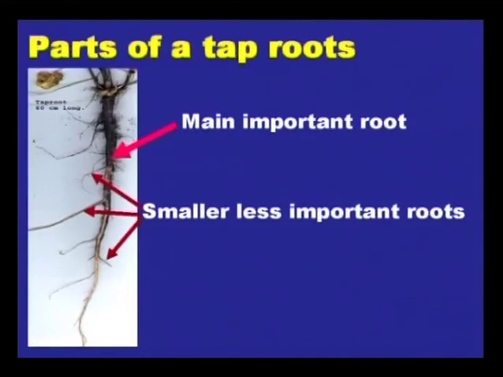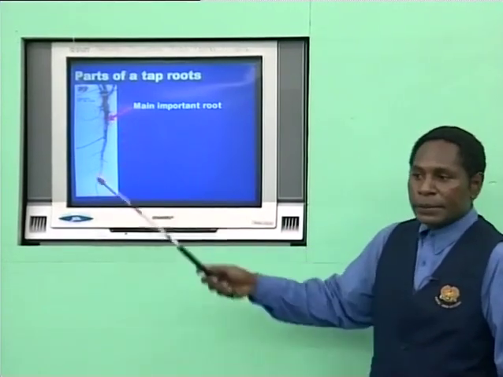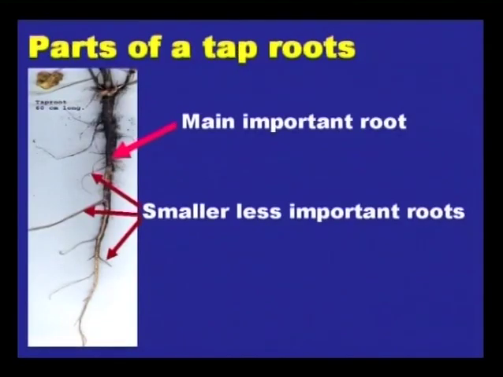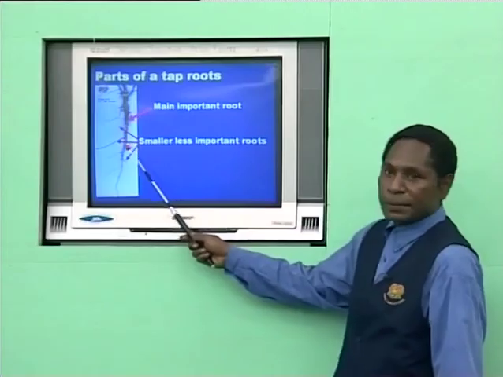Now, in today's lesson, we will be looking at parts of the taproot. There are many hairs of the root, whilst others will have a big root. But today we will look at taproot. Now, on the screen I have an example of a taproot. The taproot has the main important root. That's this one here. And then it also has smaller, less important roots, which are like those other small ones there.